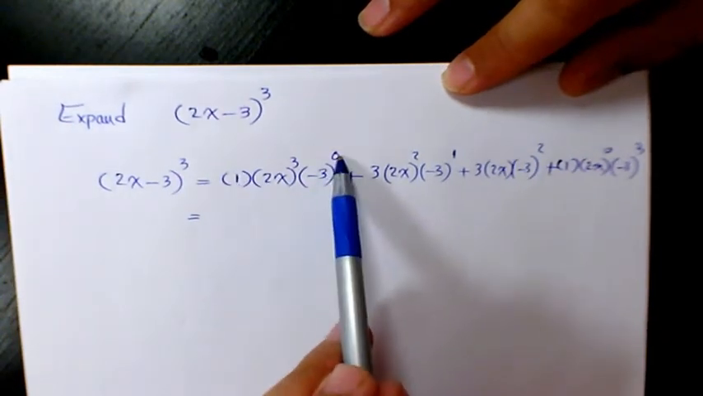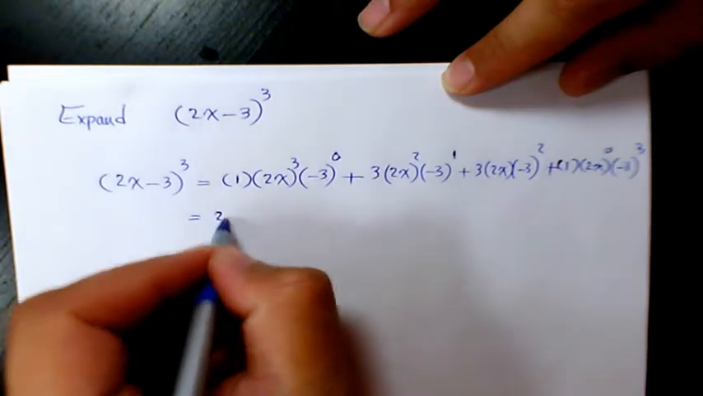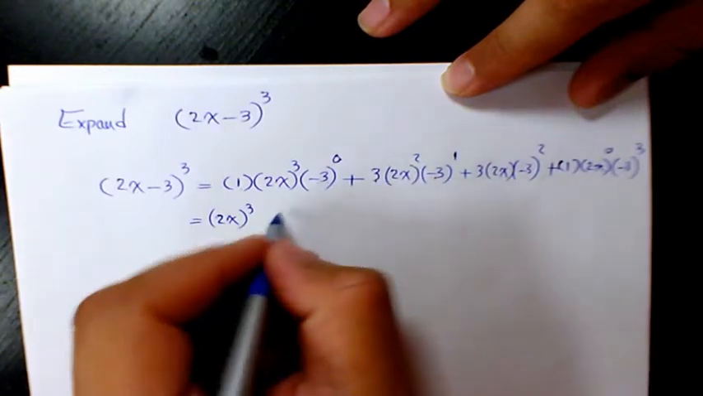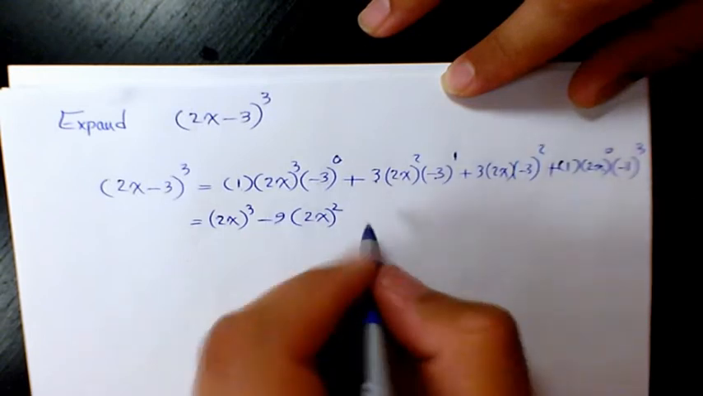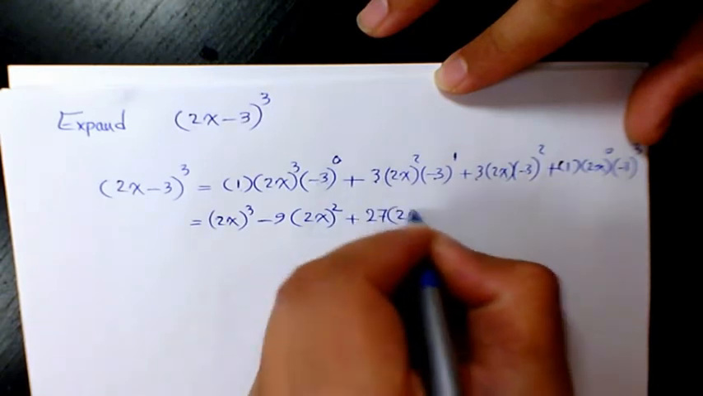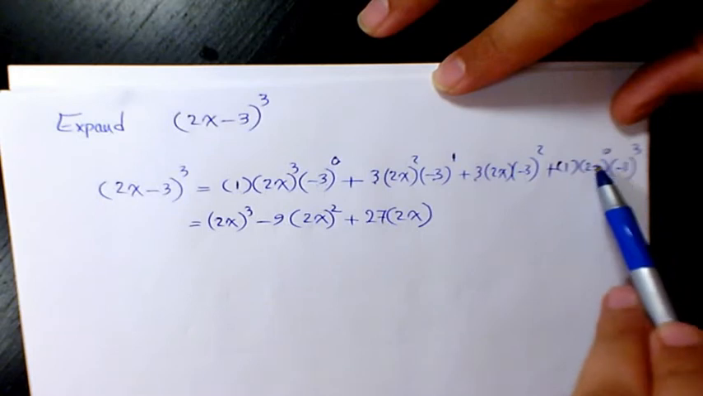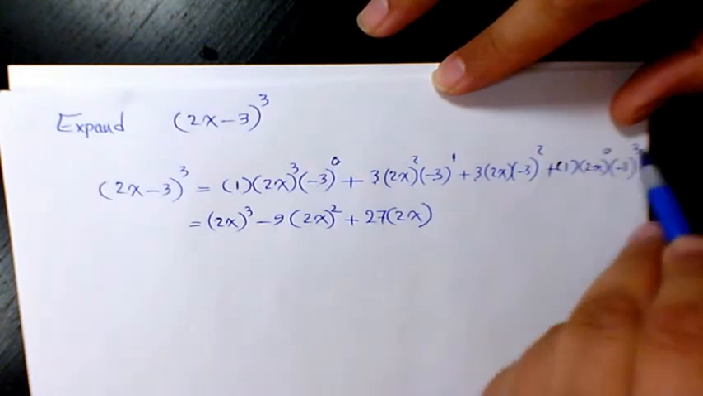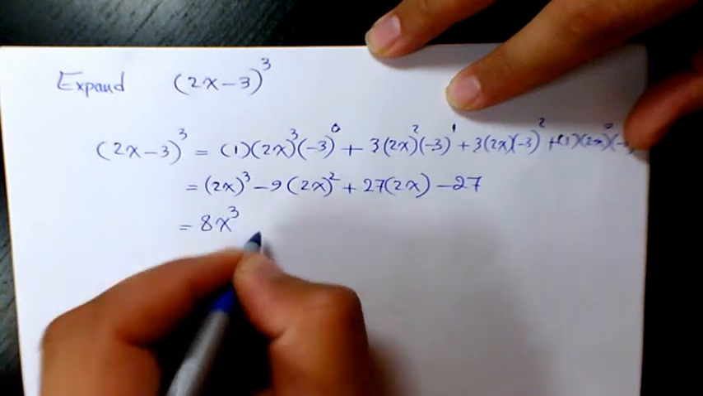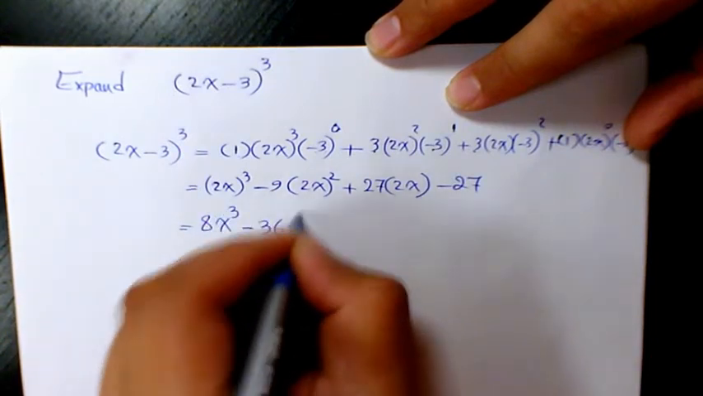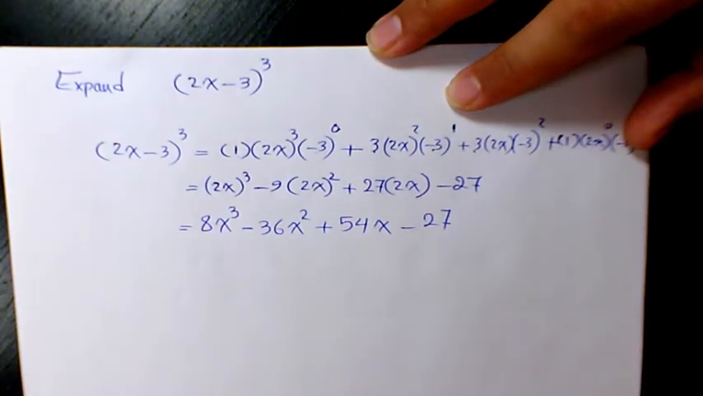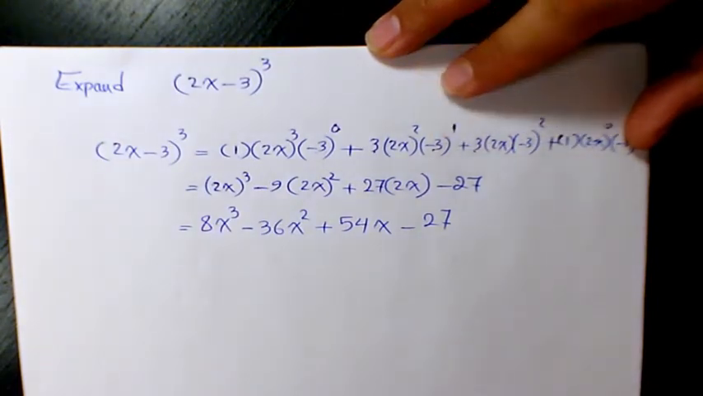(2x) to the power of 0 is 1, (-3) to the power of 0 is 1. So we have (2x)^3. Then here you have negative 3 times 3 is going to be negative 9 times (2x)^2. Here we have 3 times (-3)^2. That's going to be 27 times 2x. And here we have (2x)^0, which is 1, times 1 is 1. (-3)^3 is going to be negative 27. So that's going to be 8x cubed minus 36x squared plus 54x minus 27. So that's going to be the expansion for (2x - 3)^3.